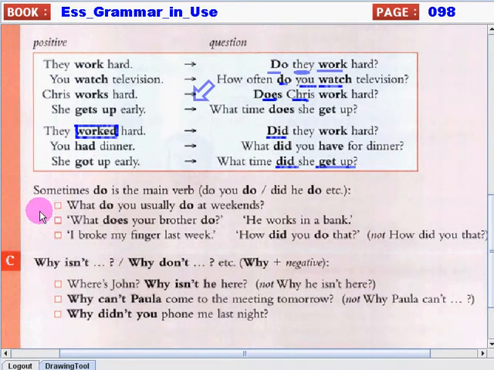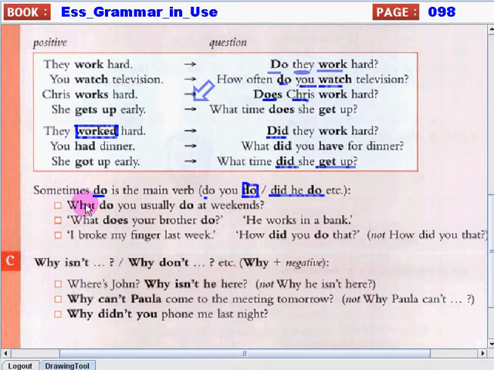Good. Sometimes do is the main verb. For example, our main verb is do here, while in this part, we have the main verbs work, watch, something like that, right? But here, sometimes we use do as our main verb. Or did. Okay, or did he do rather? Yeah, did he do? Now let's read some sentences.